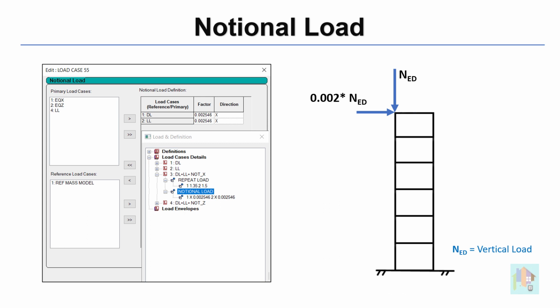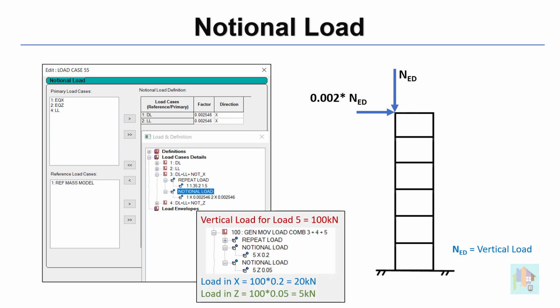Notional load is nothing but a factored horizontal load applied at a node, intensity of which depends on a vertical load. For example, if a 100 kN vertical load is applied at a node, using notional load factor 0.2 in X and 0.05 in Z, we can apply a 20 kN load in X direction and 5 kN load in Z direction.